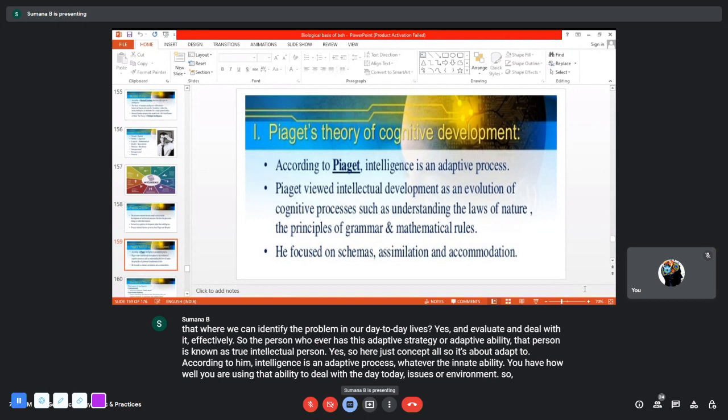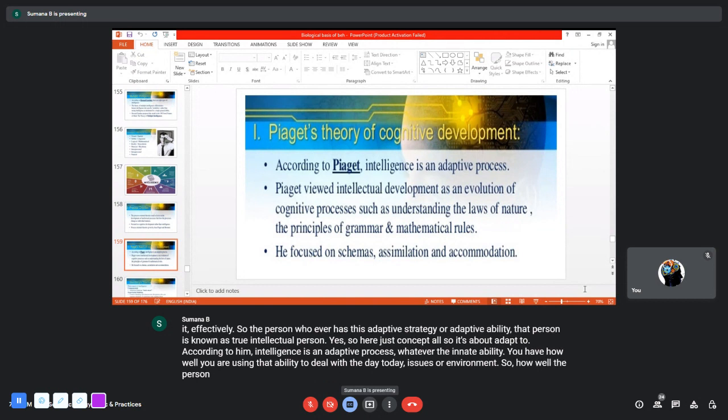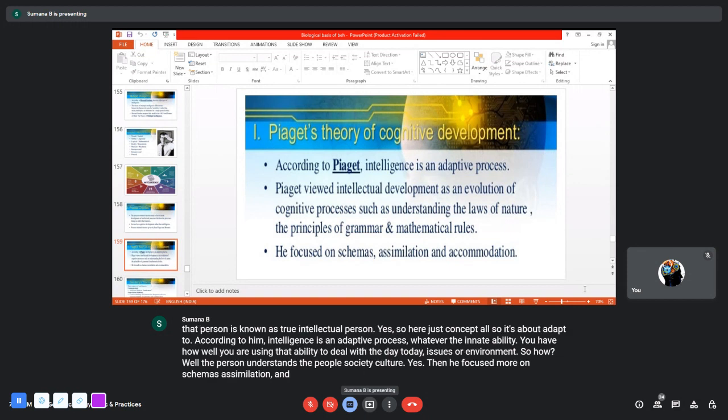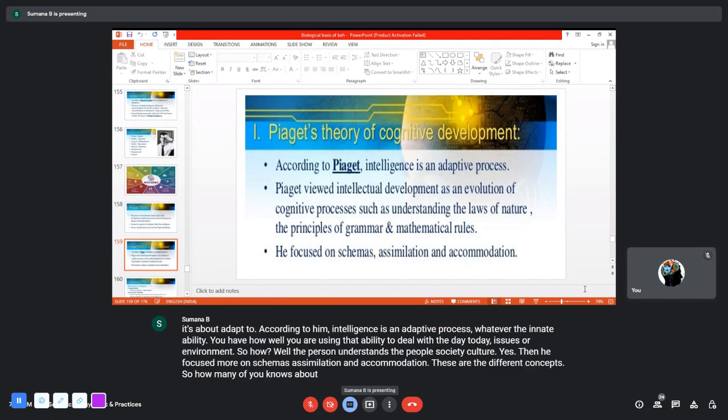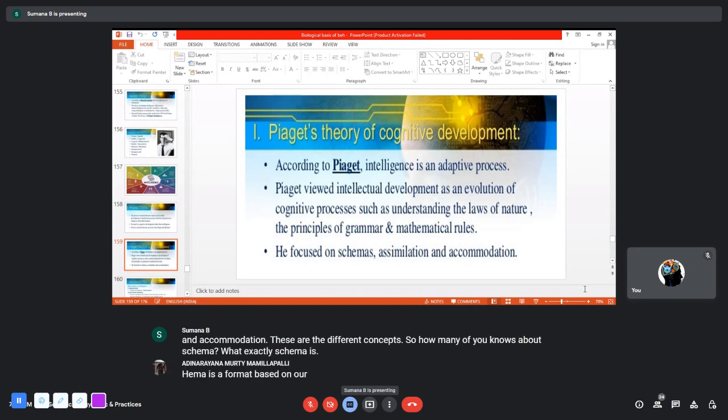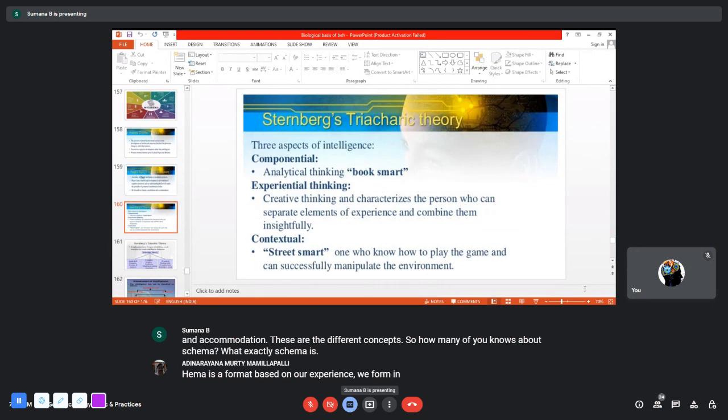So how well the person understands the people, society, culture. Then he focused more on schemas, assimilation, and accommodation. These are the different concepts. So how many of you know about schema? What exactly is schema? Schema is a format based on our experience we form in our mind, madam.